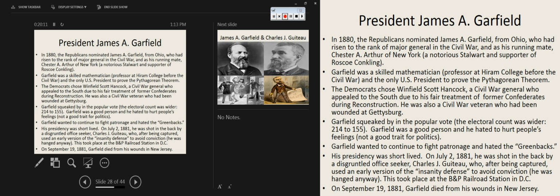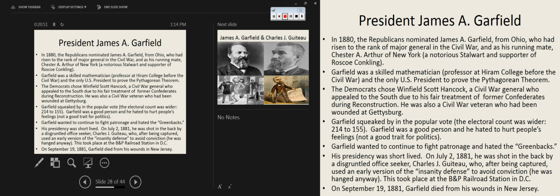So let's talk a little bit about James Garfield, Civil War veteran, brilliant mathematician, actually proved the Pythagorean theorem. He was a professor of math at Hiram College. He ran against another Civil War hero, the hero of Gettysburg, Winfield Scott Hancock. Both of these guys were veterans, both sort of well respected in the Grand Army of the Republic. Winfield Scott Hancock had been wounded at Gettysburg. This is a pretty close one.